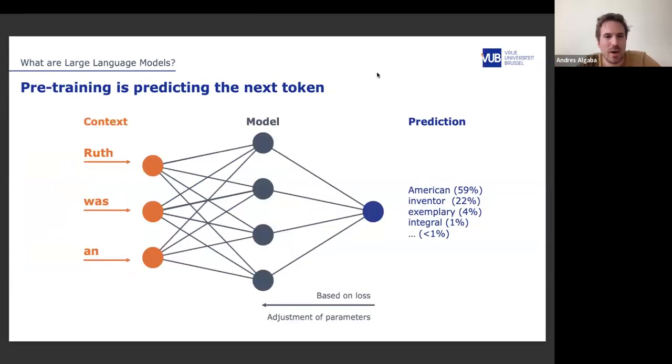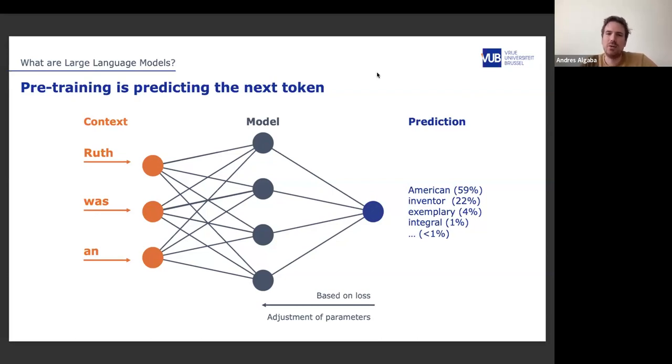Now, to get a little bit more into this, again, let's consider the context: "Roof was un". Then we have a model, and then we have a prediction. What we see here is that the prediction is a bunch of tokens with some probability. For example, the next most likely token, according to the model at this point, is "American" with 59%. "Inventor" is also there with 22%, and so on. Now, in reality, because we have access to the data, we know what the next token should be.